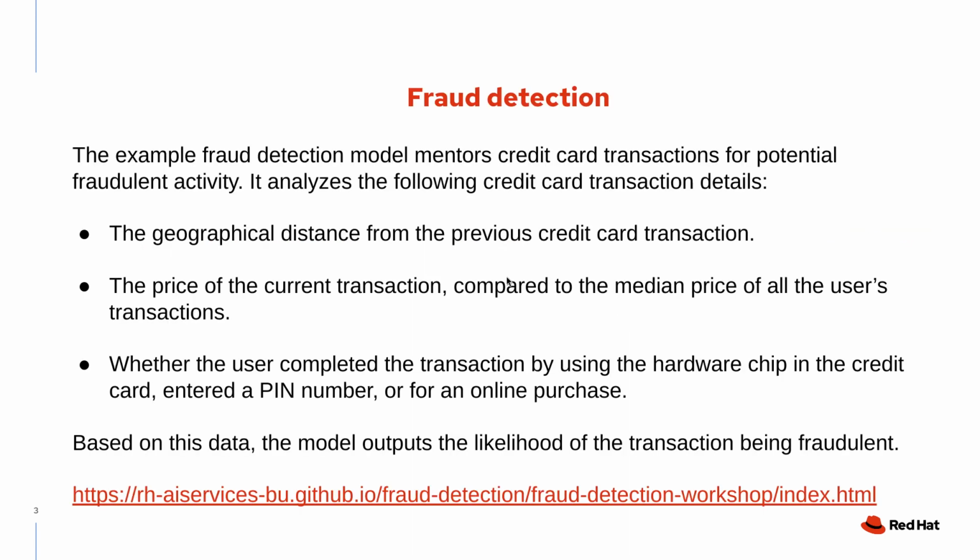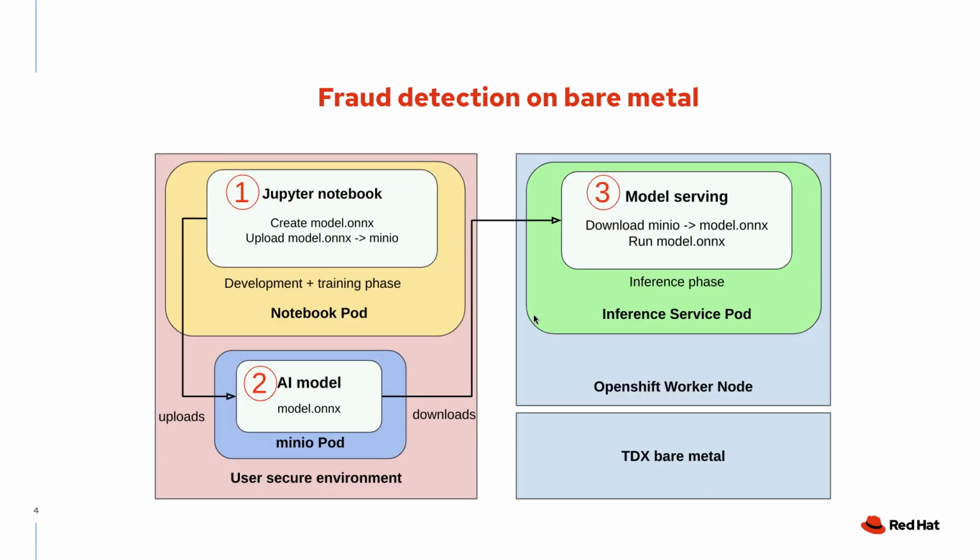A simple introduction about the fraud detection. Fraud detection is an AI model which monitors the credit card transactions for potential fraudulent activity. It analyzes the data including the geography, distances, the price, and whether the user completes the transactions by using hardware, PIN, or online or offline purchase. By analyzing this data, it will tell users if a credit card transaction is fraud or not. For more information, you can click this workshop for more details.